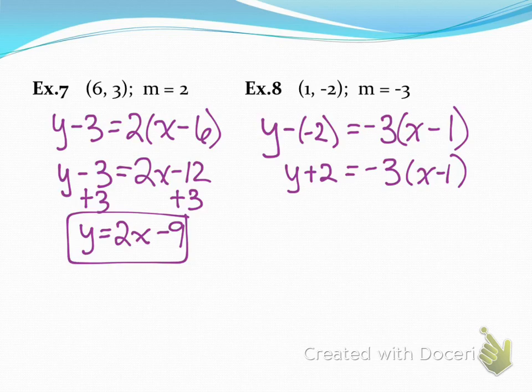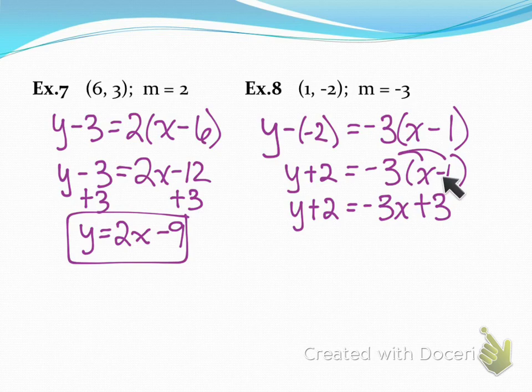Carl, what do I get when I distribute? Well, we're not to that part yet. I just want to know what I end up with when I distribute the -3. So y plus 2 equals -3x plus 3. Very good. We have to pay attention to a negative times a negative equaling a positive.